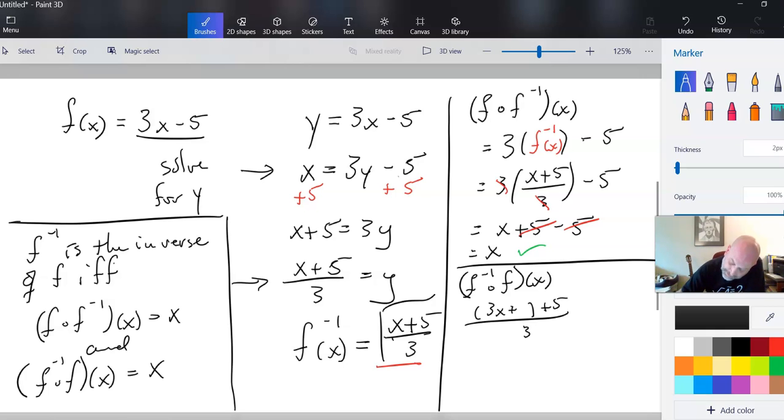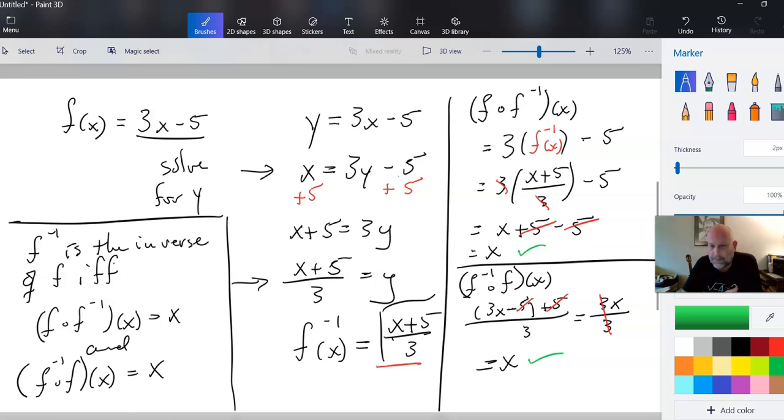I'm going to start skipping a few steps here and there as we've covered them already. That's a minus. Okay, right? So now, if I start simplifying, the negative 5 and plus 5 cancel out. So that gives me 3x over 3, and then from there the 3's cancel out, and so I get x. And so once again, I've met the condition, which means these are truly inverses of each other.